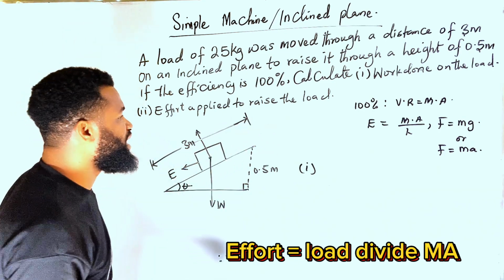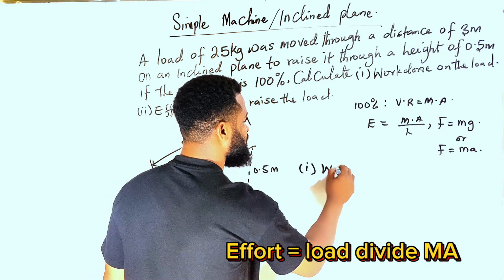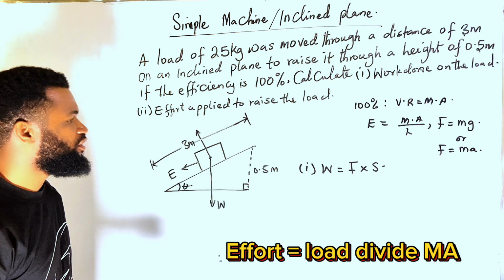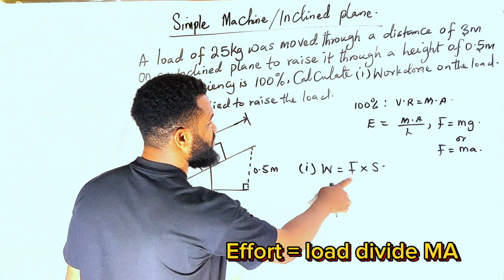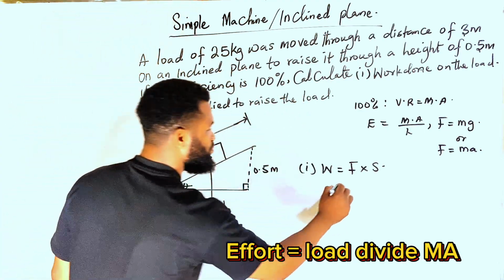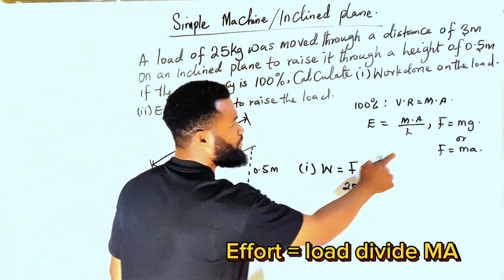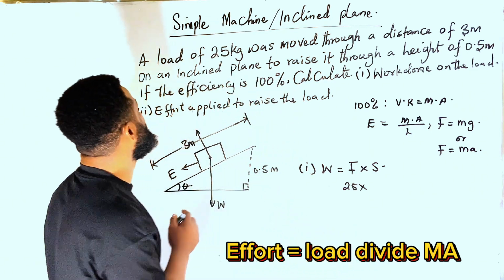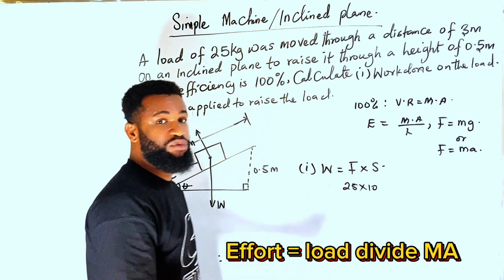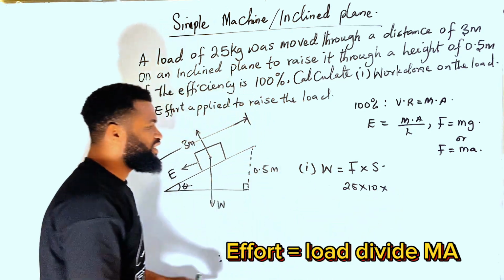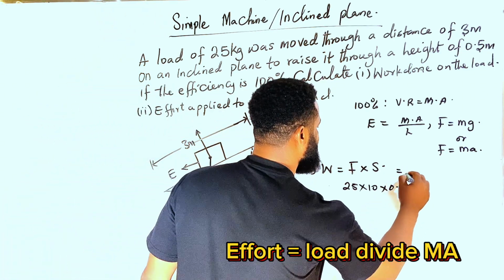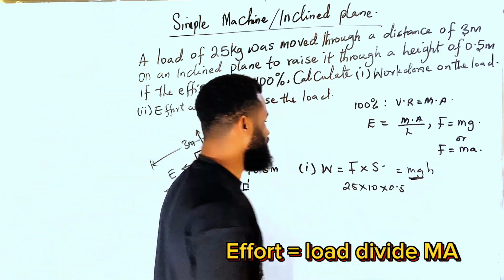So for that reason, I'm going to say that work done is equal to force times distance. Now, in this case, what is the force? Force is mass times acceleration. What is the mass of the body? Mass is 25. Force can be mg, where g is 10, which was not given, but you should know it is 10. So this is simply the weight of the body, times what it has achieved, from here to here, which is 0.5. Or simply put, mgh is the work.